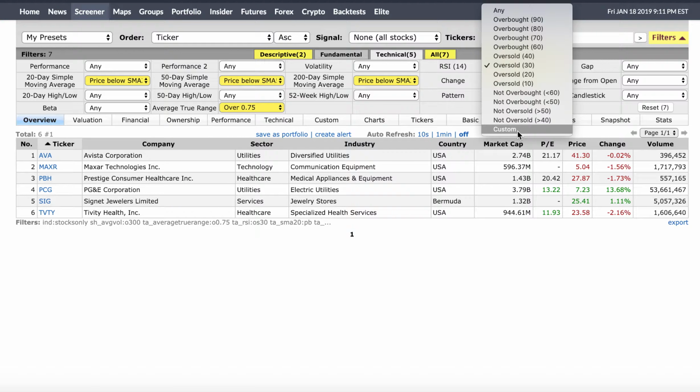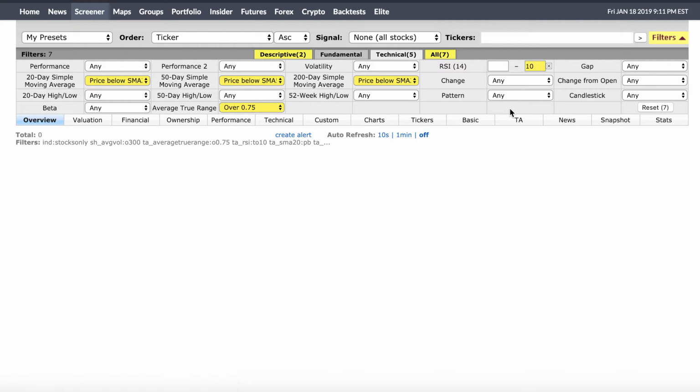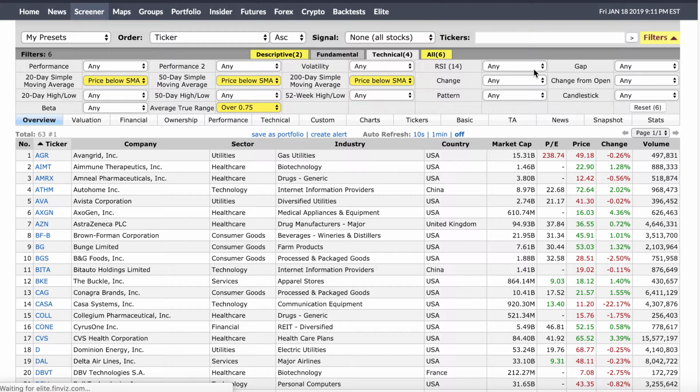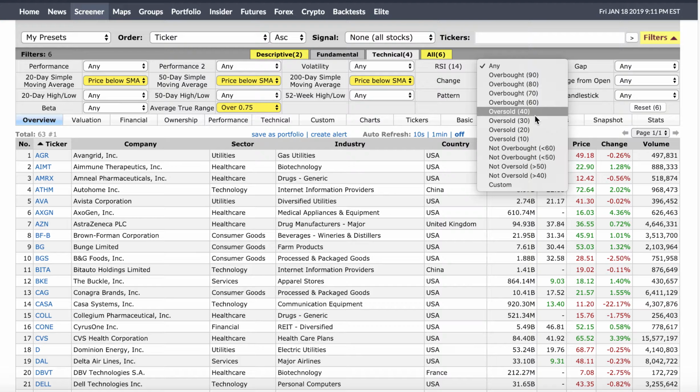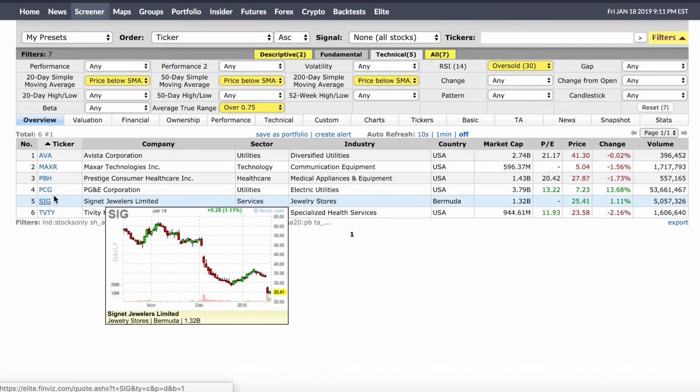You know what? I'm using the Finviz Elite. So what we can also do is put on a maximum of 10. So nothing on there, right? It means most of the stocks have actually bounced back up. So let's see, over 30. You don't really see a whole bunch either, right?